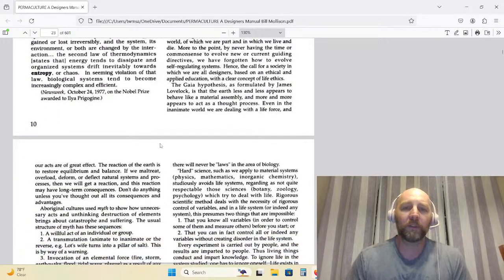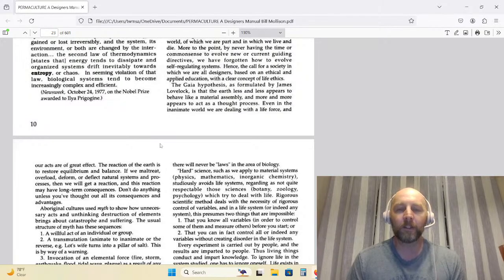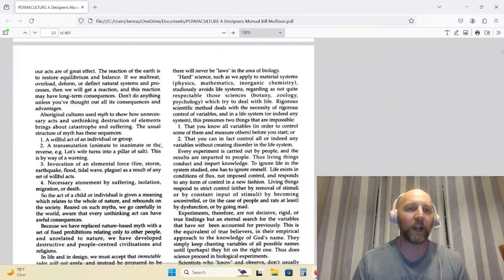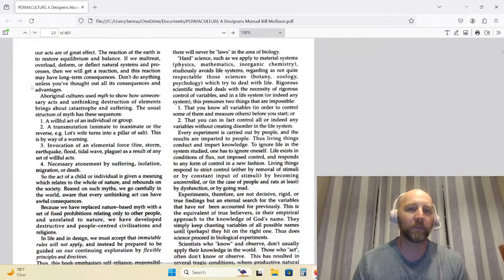The Gaia hypothesis, as formulated by James Lovelock, is that the Earth less and less appears to behave like a material assembly, and more appears to act as a thought process. Even in the inanimate world, we are dealing with a life force, and our acts are of great effect. The reaction of the earth is to restore equilibrium and balance. If we maltreat, overload, deform, or deflect natural systems and processes, then we will get a reaction, and this reaction may have long-term consequences.